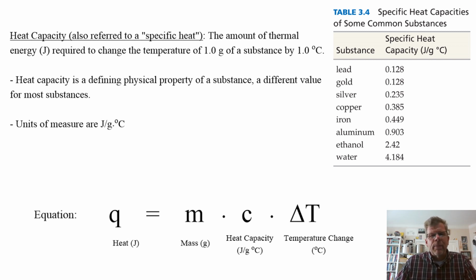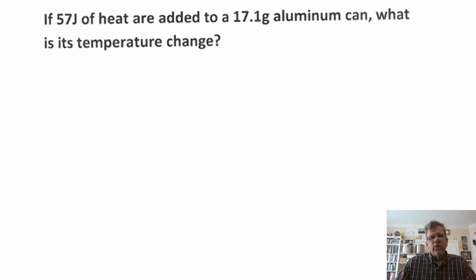So let's look at some examples. Here's a classic one, and again, it could be any number of the variables we're asking to solve for, and that is one of the tasks we're asked to do when looking at a word problem. If 57 joules of heat are added to a 17.1 gram aluminum can, which essentially means a 17.1 gram sample of aluminum, what is its temperature change? So first of all, if we look at this, it already appears like I've lied to you, because we have 57 joules of heat are added into this aluminum can.